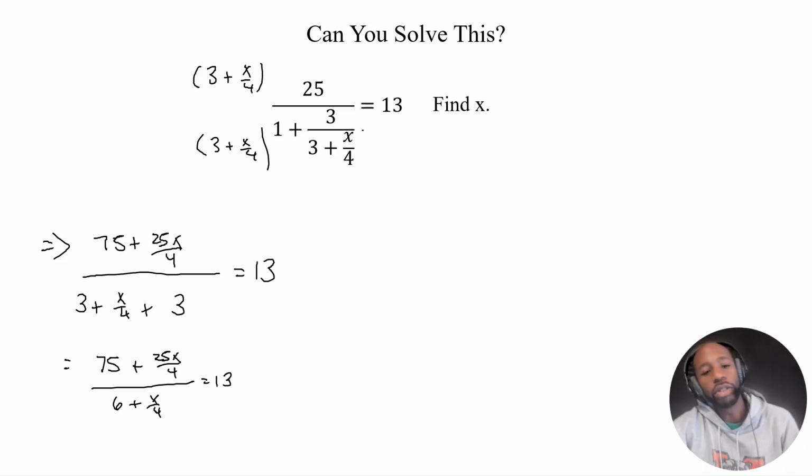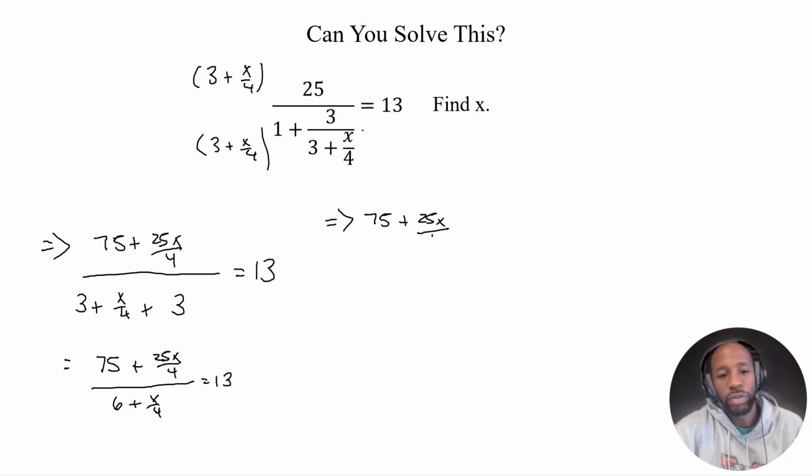Okay, now we're just going to bring this denominator up, like cross multiplication basically. And so that becomes 75 plus 25x over 4 equals 13 times 6, which is 78, plus 13x over 4. All right, let's move some stuff around. I'm going to move this 75 over here. I'm going to move this 13x over 4 to the other side.